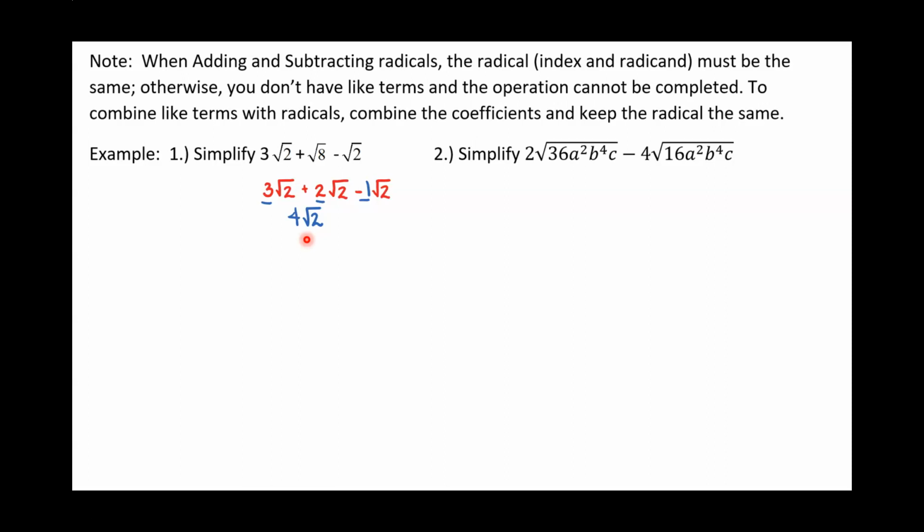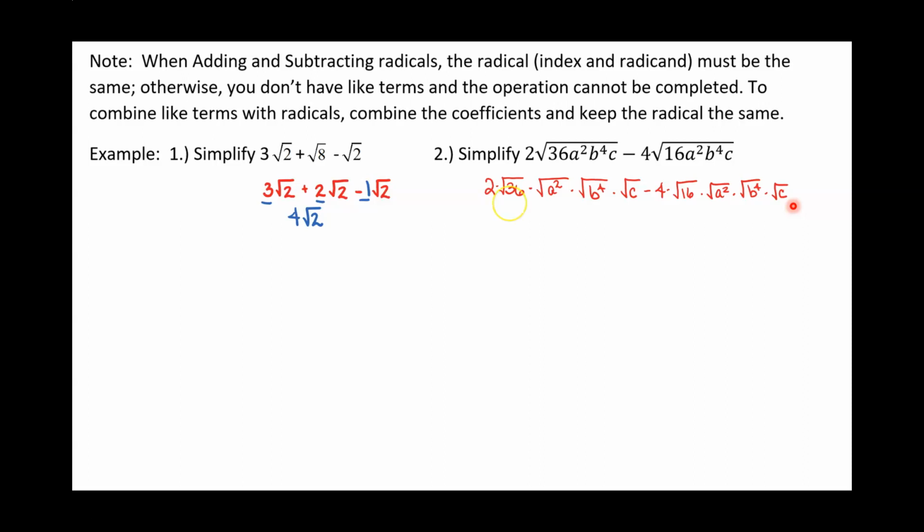All right, this next one's a little more complex, so let's look at that one together. All right, so to begin with, as we've seen with our product rule, we've got several things going on here, so it might be easier to break that into separate pieces. So I'm going to have the square root of 36, the square root of a squared, the square root of b to the 4th, the square root of c, and then over here, square root of 16, square root of a squared, square root of b to the 4th, square root of c. So again, just using that product rule to break all those into separate pieces.